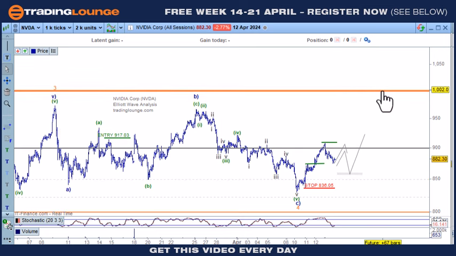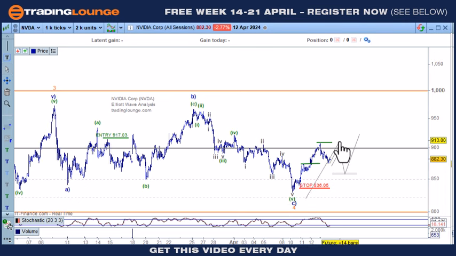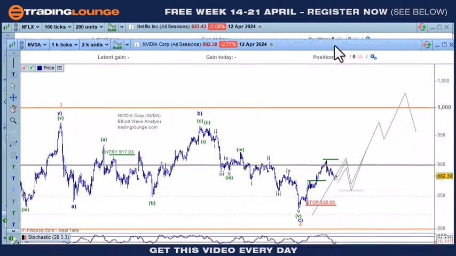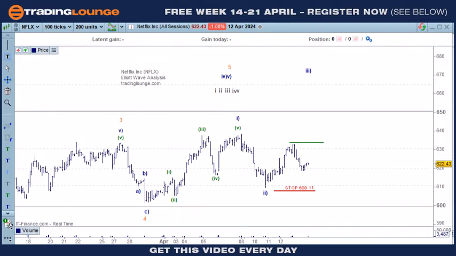And our target is 1000, but it can move higher than that. We'll basically be trying to look for 5 waves here, 1, 2, and the 3 and the 4 and the 5, something like that, and then we'll have a larger wave 4, so 3, 4 and 5 up here. So that's all bopping along.